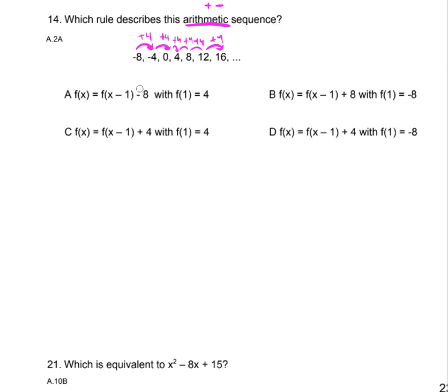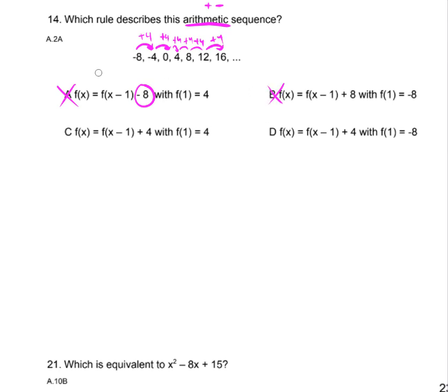So I got to find one where the rule is adding 4. Now if you look at these, remember this section here is the rule. So what I need to do is I need to look for one that has +4. If this was -8, then each of these jumps would be -8. So this one is out. This one here says +8. That means each of these jumps would be +8. That one's also out, right?